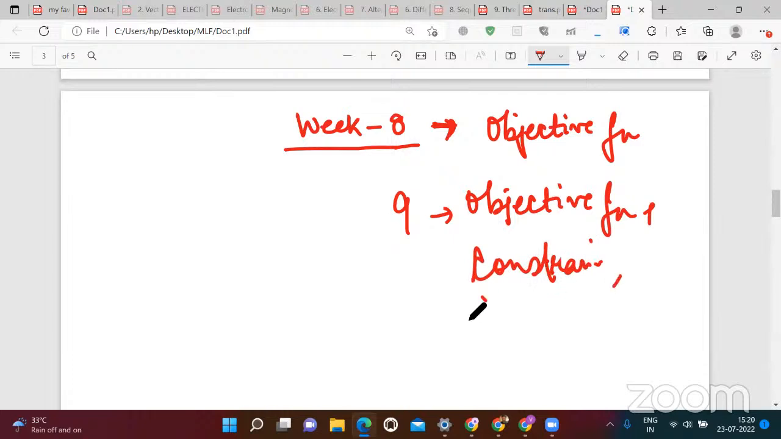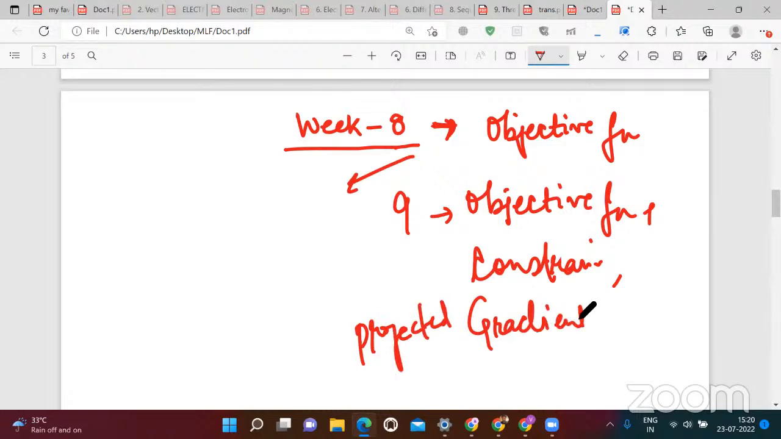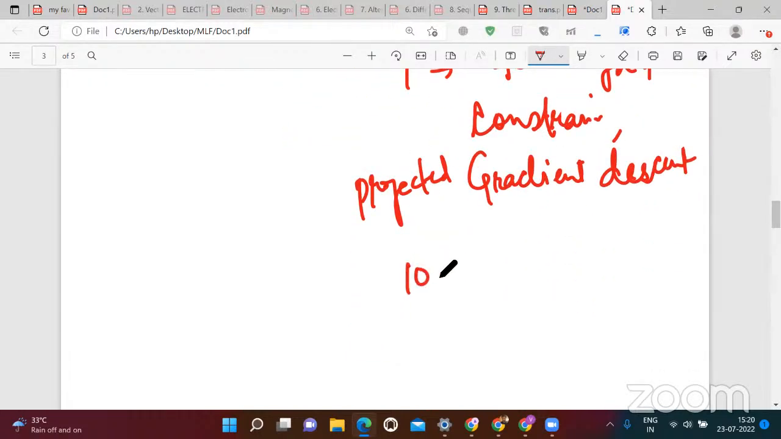And the gradient descent also is there. Gradient descent is there starting from here, but the projected gradient descent has been talked about there. And then week 10 you have solved. So week 10 is like the convex function and then the KKT conditions and all.